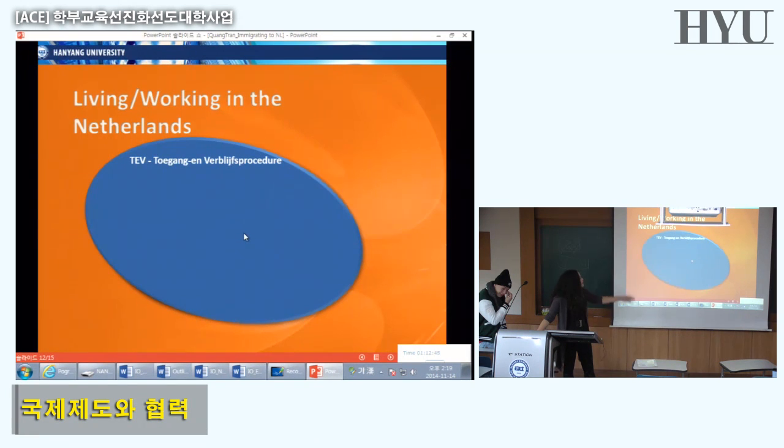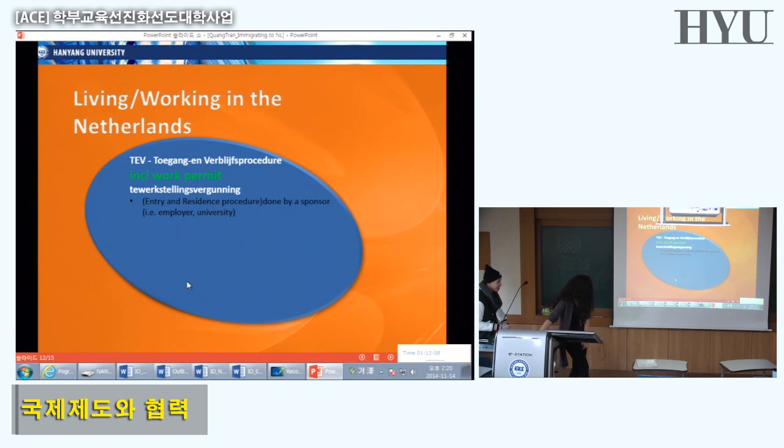Now, if you're not from the Netherlands, if you're not from Europe, if you're from outside of Europe, you need what I just said, like the TEV, the toegang en verblijfsprocedure. Anyway, that's including the work permit. Like I said, it's all in one thing now. It's the tewerkstellingsvergunning. The entry and residence procedure, actually you just explained that, you need an employer or a sponsor of some sort. That could be your university if you're a student, for instance, that your university already does it for you, so you don't really have to do it.